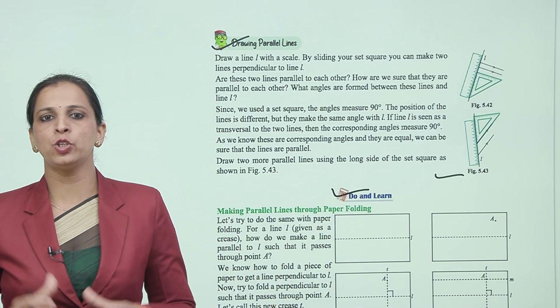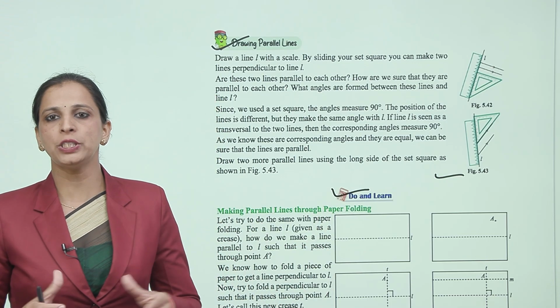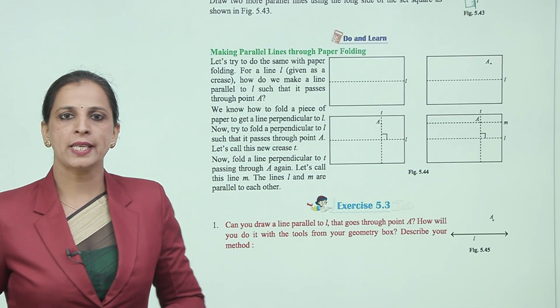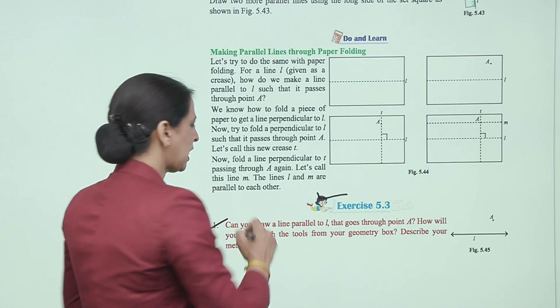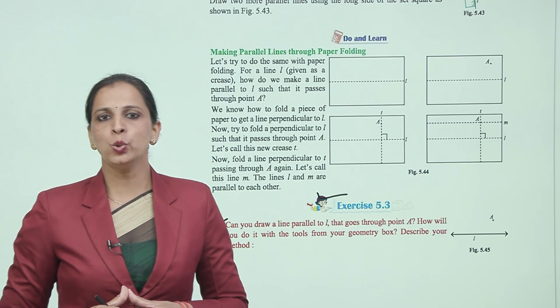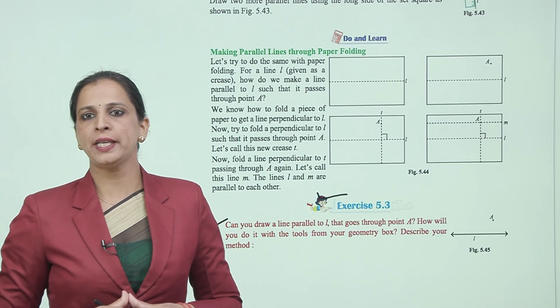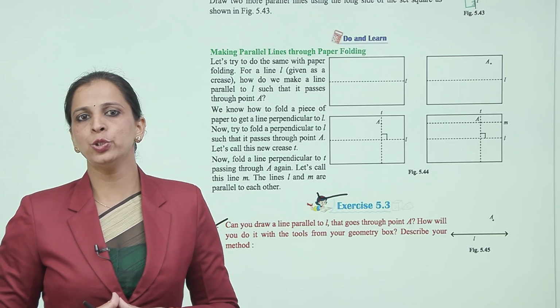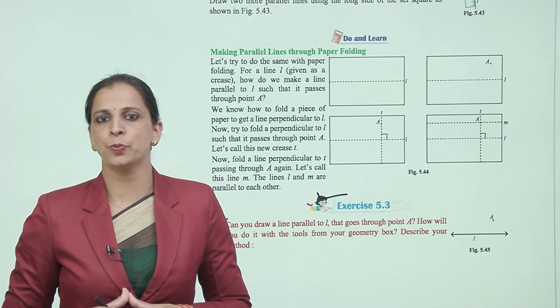By paper folding, you can form the parallel lines. Do this activity in your class. Now, exercise 5.3. First, can you draw a parallel line to L that goes through point A? How will you do it with the tools from your geometry box?